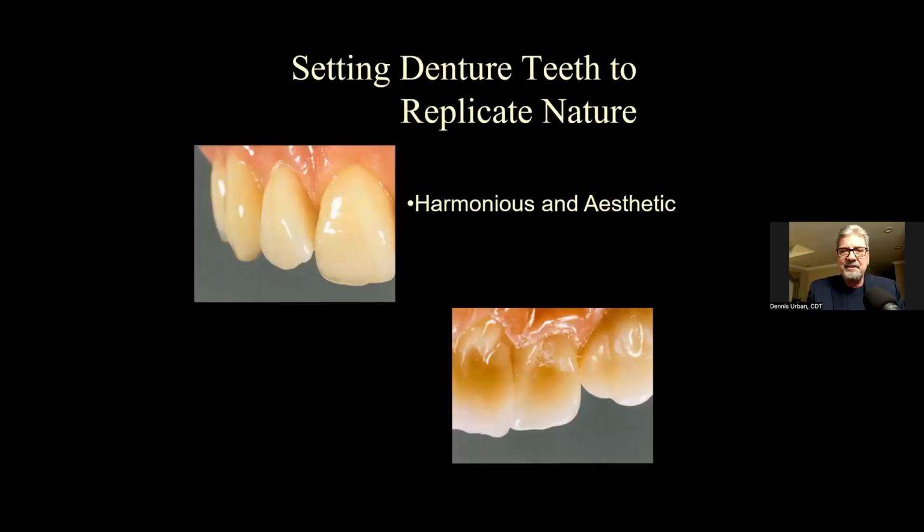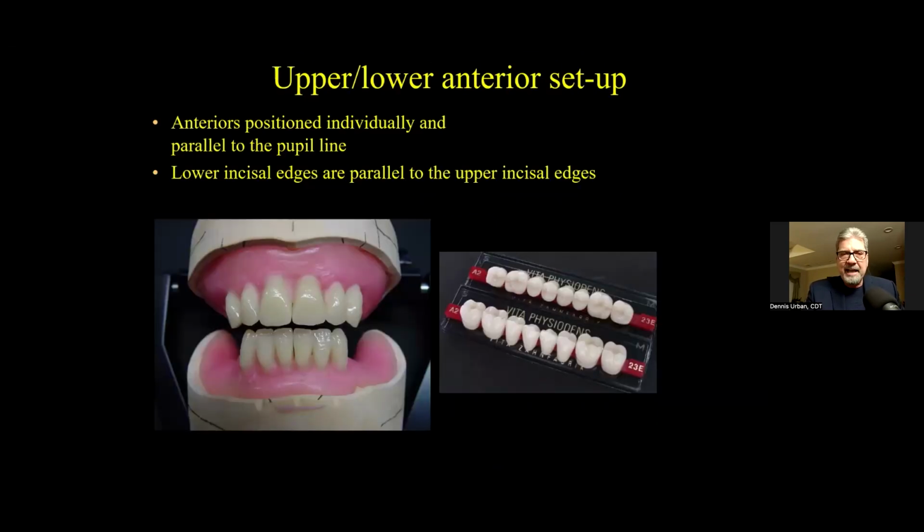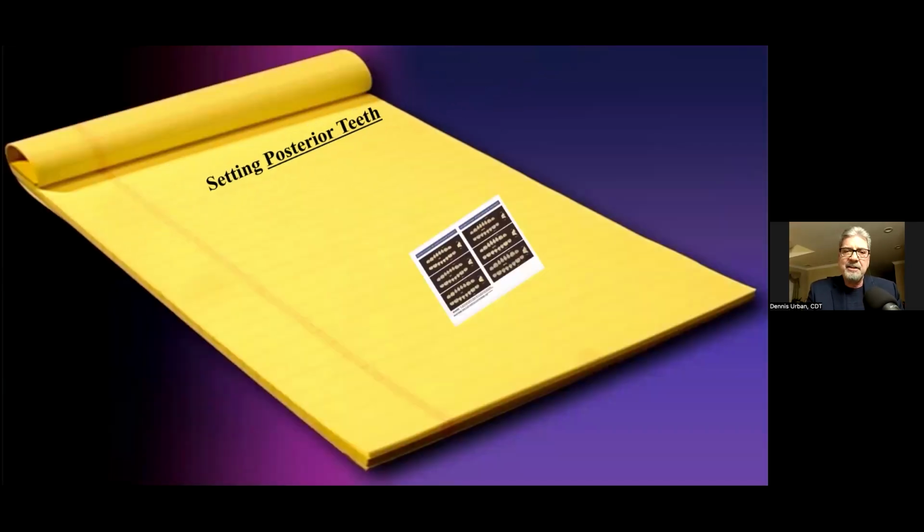We want to set those denture teeth to replicate nature, harmonious and aesthetic. We want those anteriors positioned individually and parallel to that pupil line, and those lower incisal edges parallel to the upper incisal edges. Okay, then we set up posterior teeth.